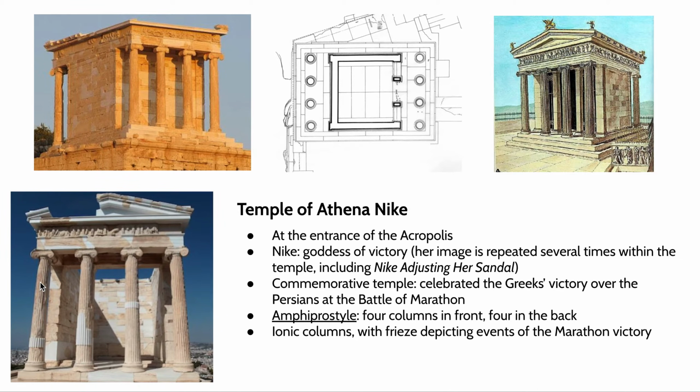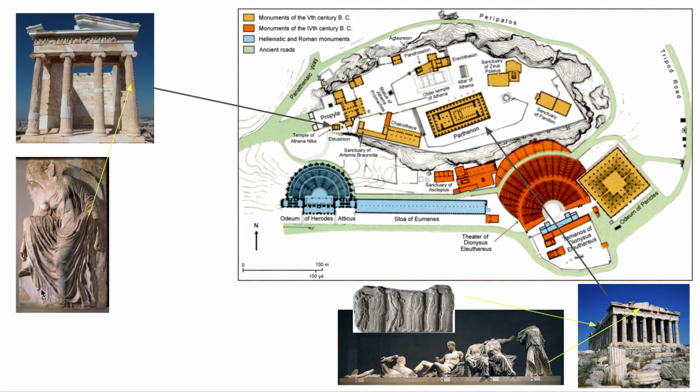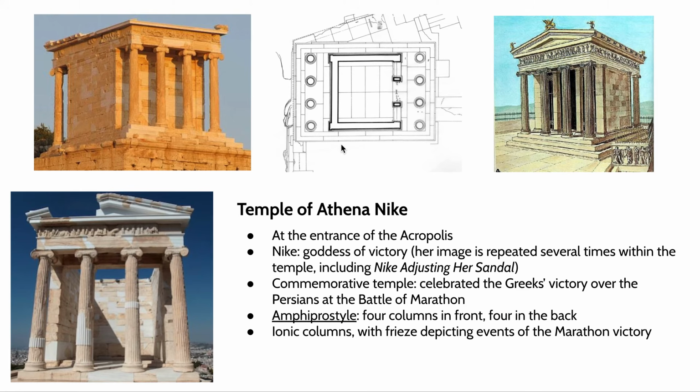So this is the temple of Athena Nike, or Nike as it's pronounced in ancient Greek. This is at the entrance of the Acropolis right here. This was intended to be a very commemorative temple. Nike is featured quite prominently within this particular temple. She is the goddess of victory. She's typically shown with wings, flying in a battle scene to crown the victor.